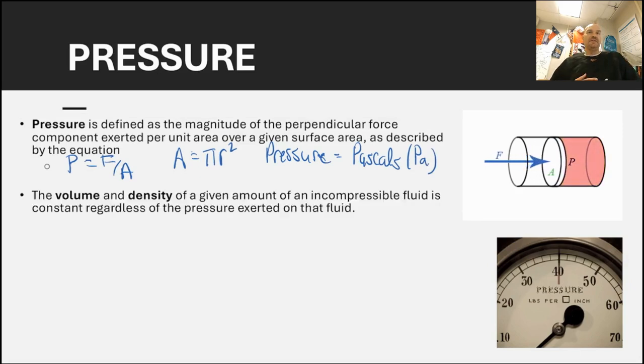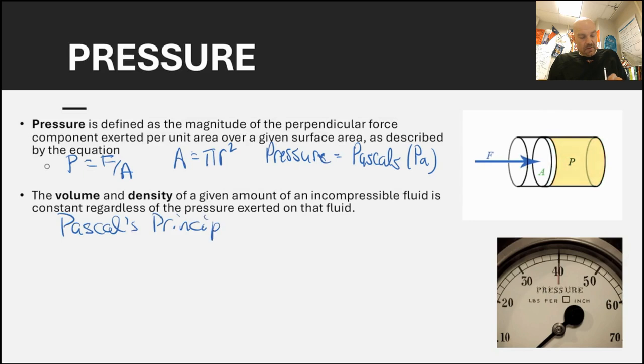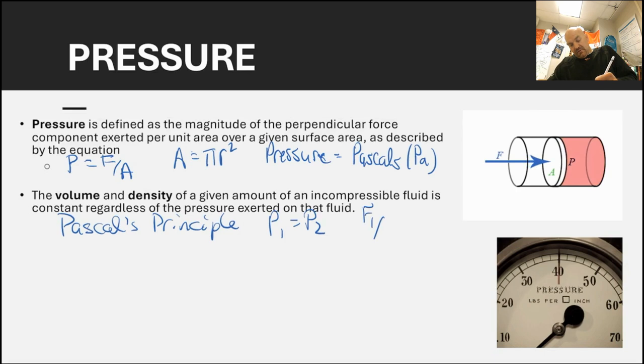And then where does that come from? It is because the volume and density of a given amount of an incompressible fluid is constant regardless of the pressure exerted on that fluid. This is known as Pascal's principle. All right, and this is the basis for hydraulic systems, pneumatic systems. So hydraulics, like hydraulic brakes, have some sort of liquid, usually an oil. It could be water as well. Pneumatic is oftentimes with gases. So what we say is that at any point in time, the pressures are going to equal each other. And so you get F1 over A1 equals F2 over A2.